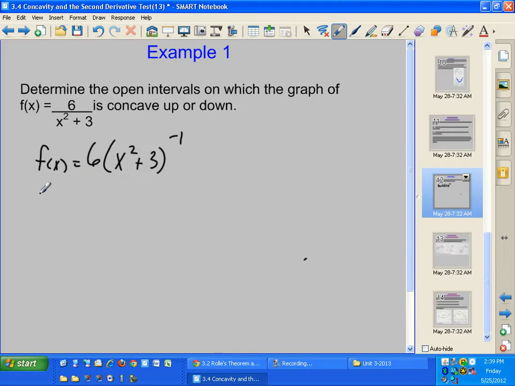So if I take the derivative of this function, I leave the 6 alone, multiply by negative 1, that's my power rule, x squared plus 3, and reduce the power by 1, and then I have to take the derivative of the inside.